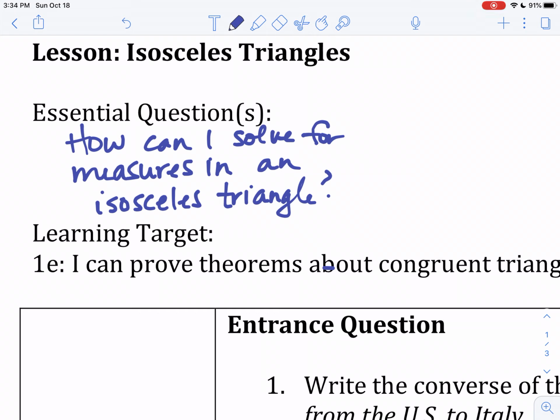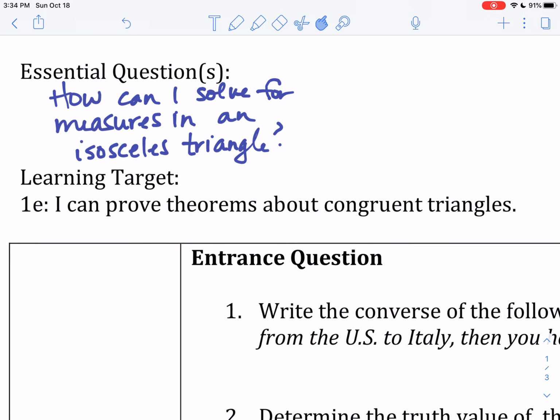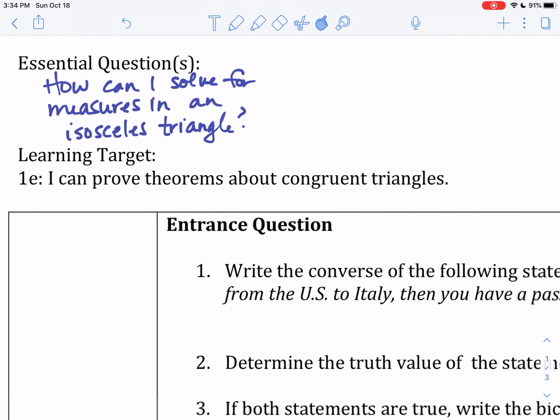As you are going through today's video, I'm going to ask periodically that you pause the video and reflect on what you're doing, try out some problems, and then compare. Please make sure that you are doing that as we go along. Today's lesson goes along with learning target 1E, where I can prove theorems about congruent triangles.